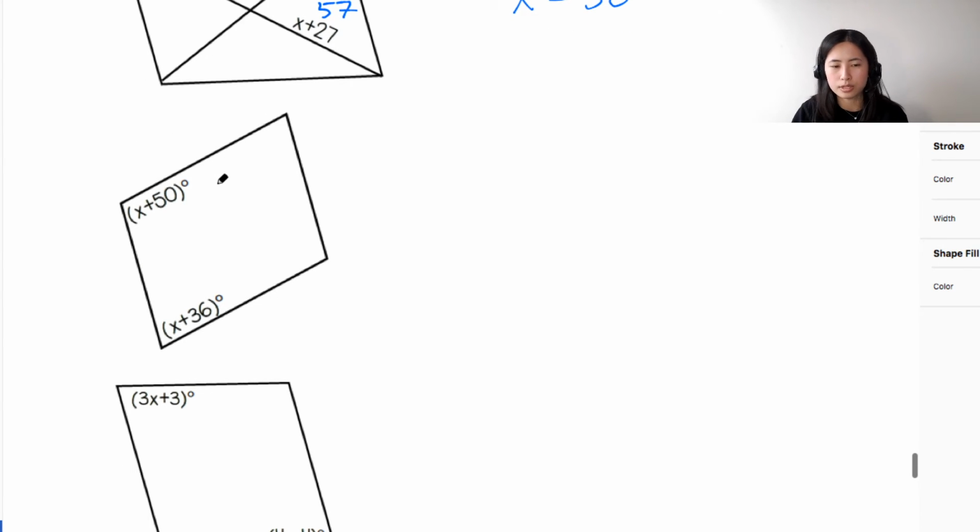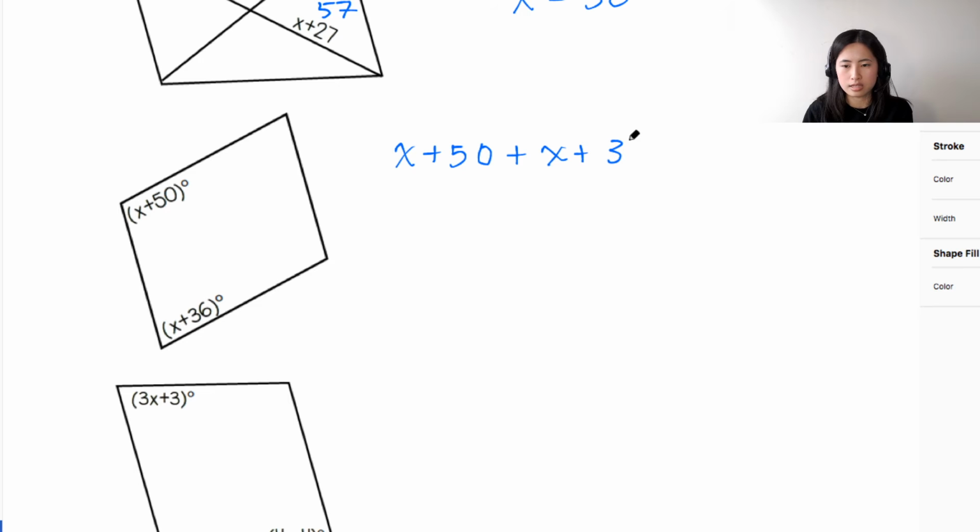Okay, we have x plus 50 degrees and x plus 36 degrees, right? So because we know that these two are supplementary, right? All we have to do is equate this to 180 degrees. So x plus 50 plus x plus 36 is equal to 180 degrees. So this is 2x, right? And you have 50 and 36. So 50 plus 36 is equal to 86. Then you have 180 minus 86. This is equal to 94, right?